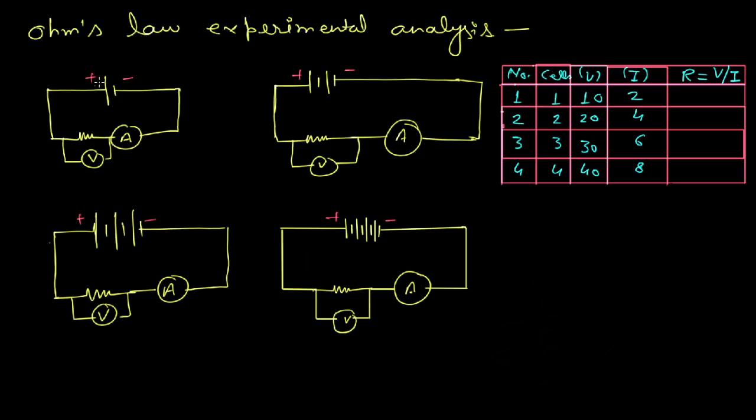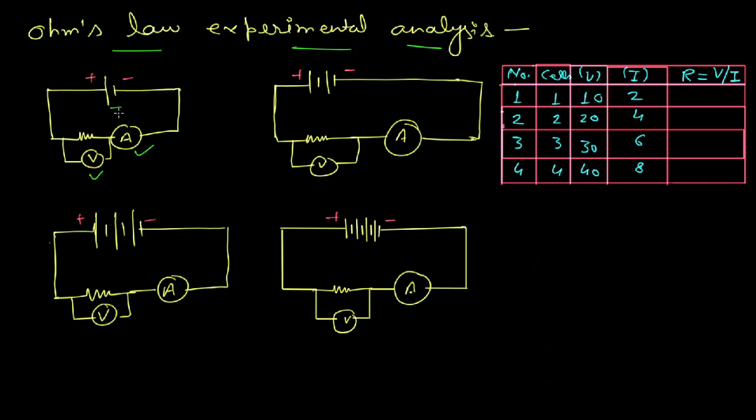Hello dear students, today we will see Ohm's law experimental analysis. In this analysis we will see how we can plot the VI graph for Ohm's law. Here we have a circuit in which we have connected a voltmeter, an ammeter and a cell.